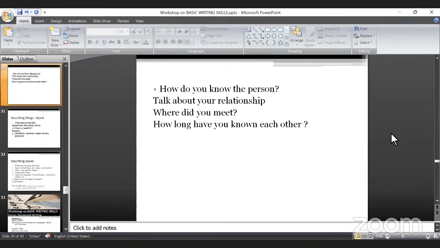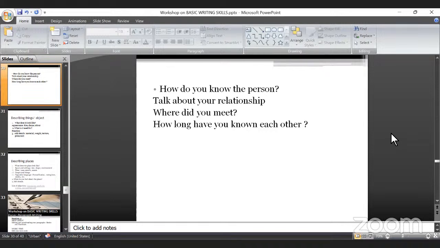You write this. How do you know the person? Okay, talk about your relationship with the person, like where did you meet or how long have you known each other. All of this becomes a part of the additional information or the further details part in the outline, right? These are all cues to how you can build a paragraph. The general cues, right? If you want to write more in this part, of course you can write it.